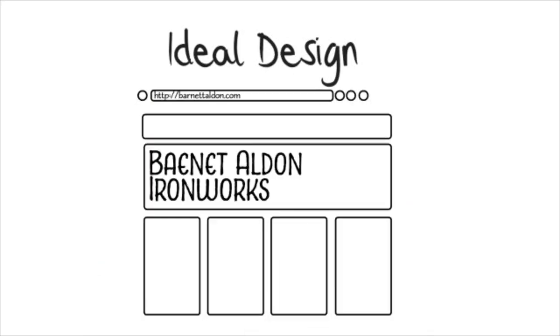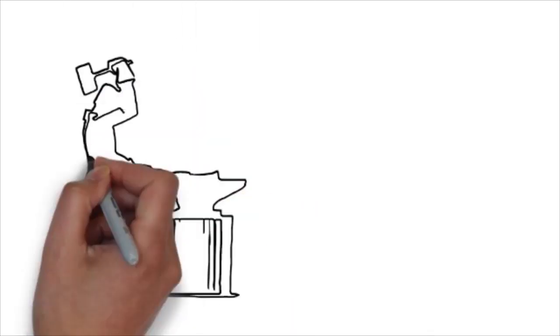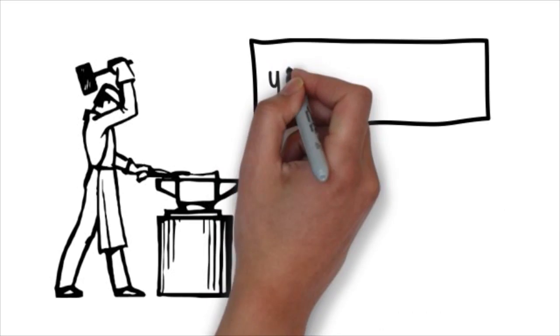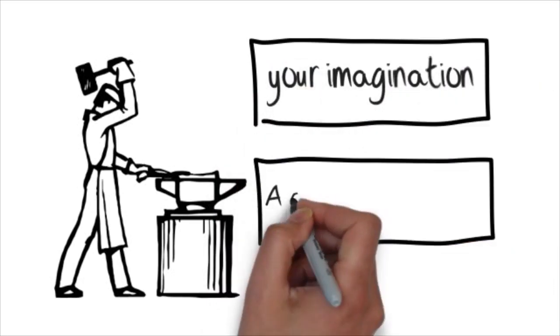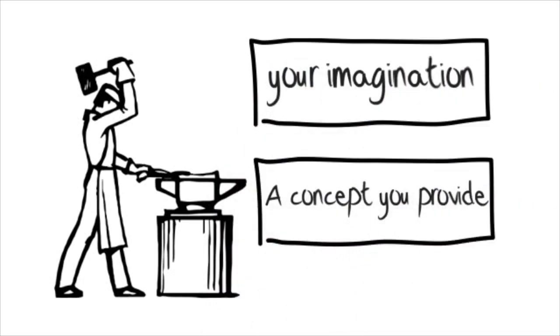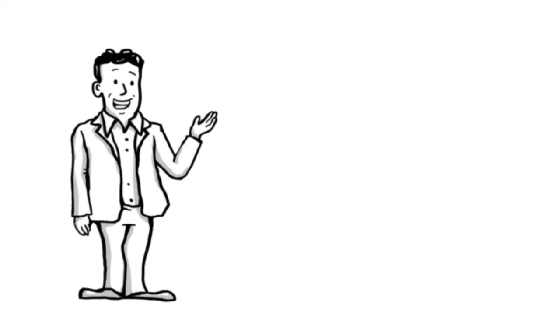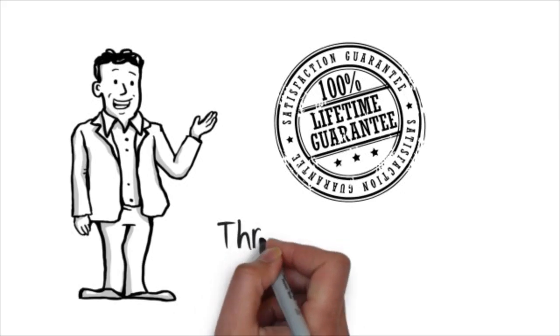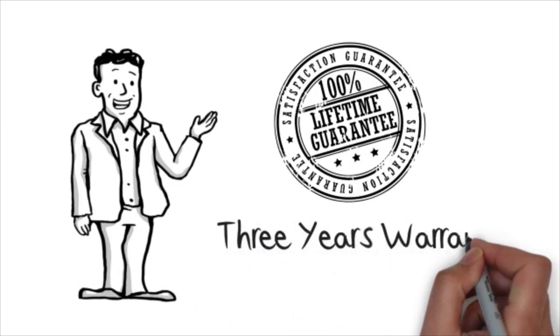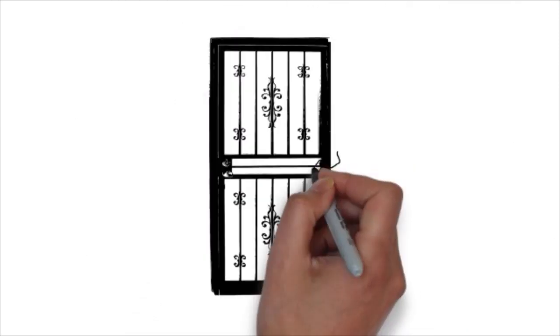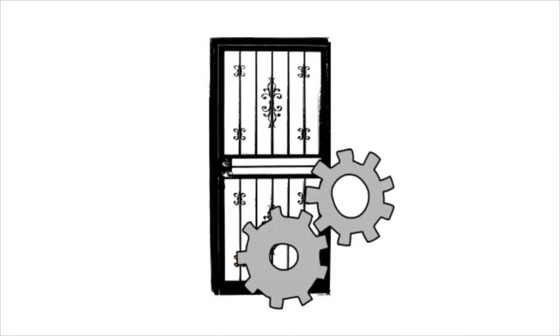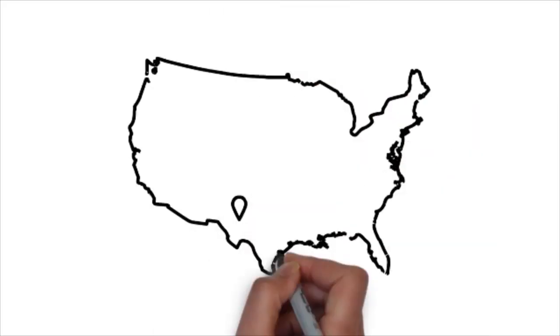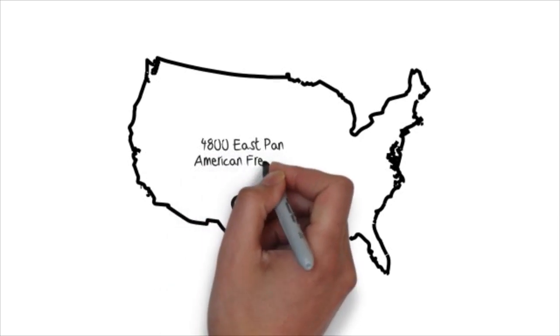If you can't find your ideal design in our showroom or website, our talented craftsmen will custom craft what you need, either from your imagination or from a concept you provide. We stand behind our wrought iron products and offer a lifetime guarantee on the master frame and 3 years warranty on all accessories. If you need to improve your security in style, come to our new showroom located at 4800 East Pan American Freeway, Albuquerque, New Mexico.